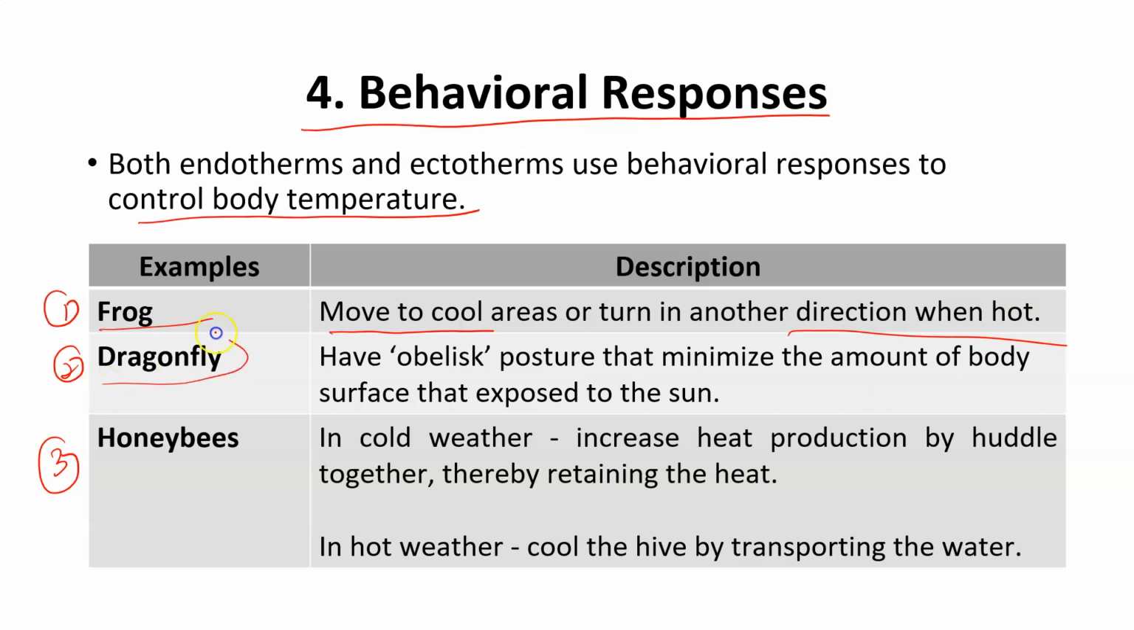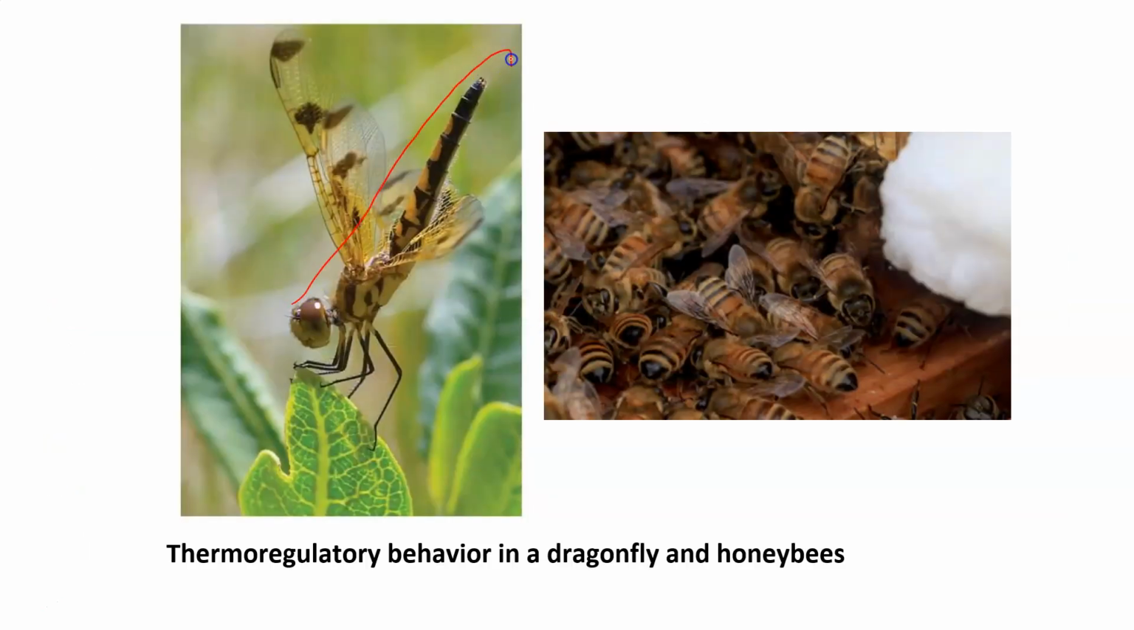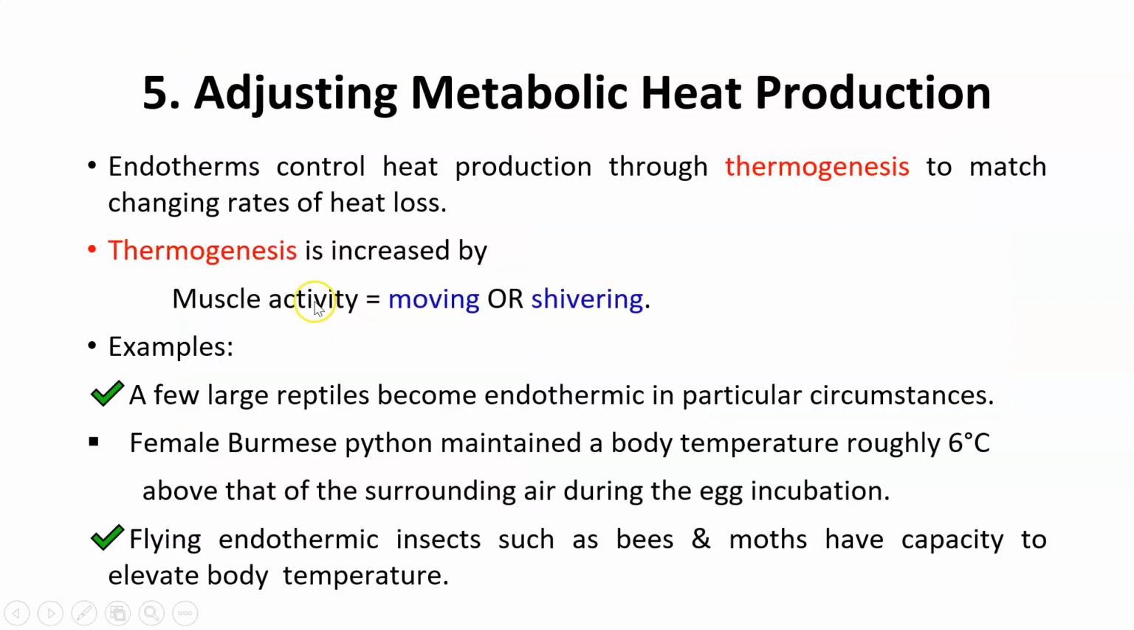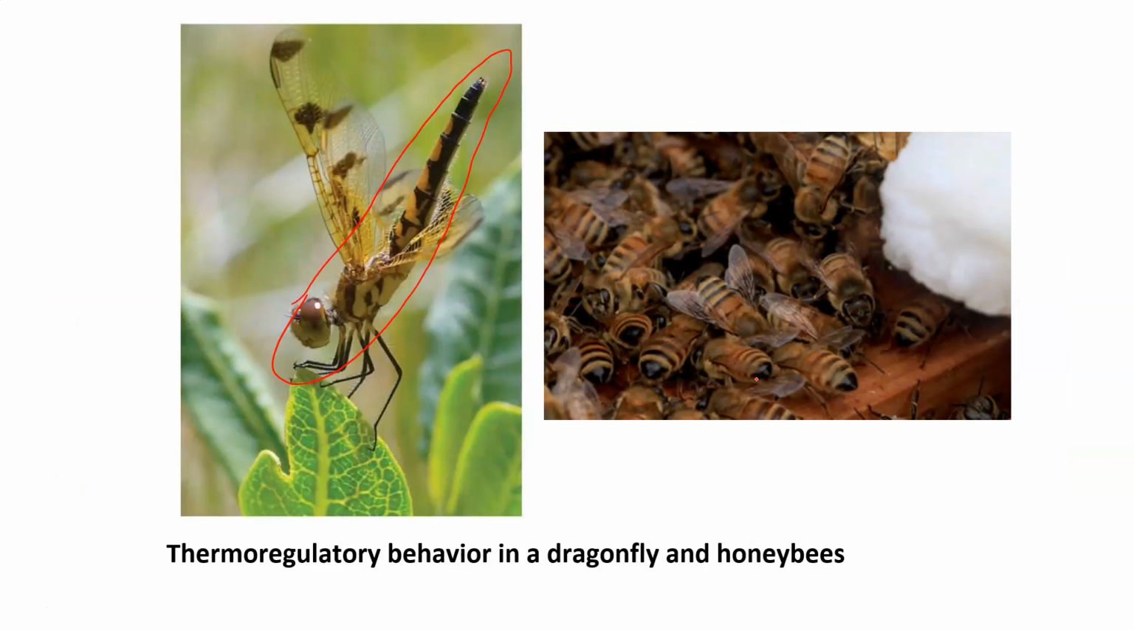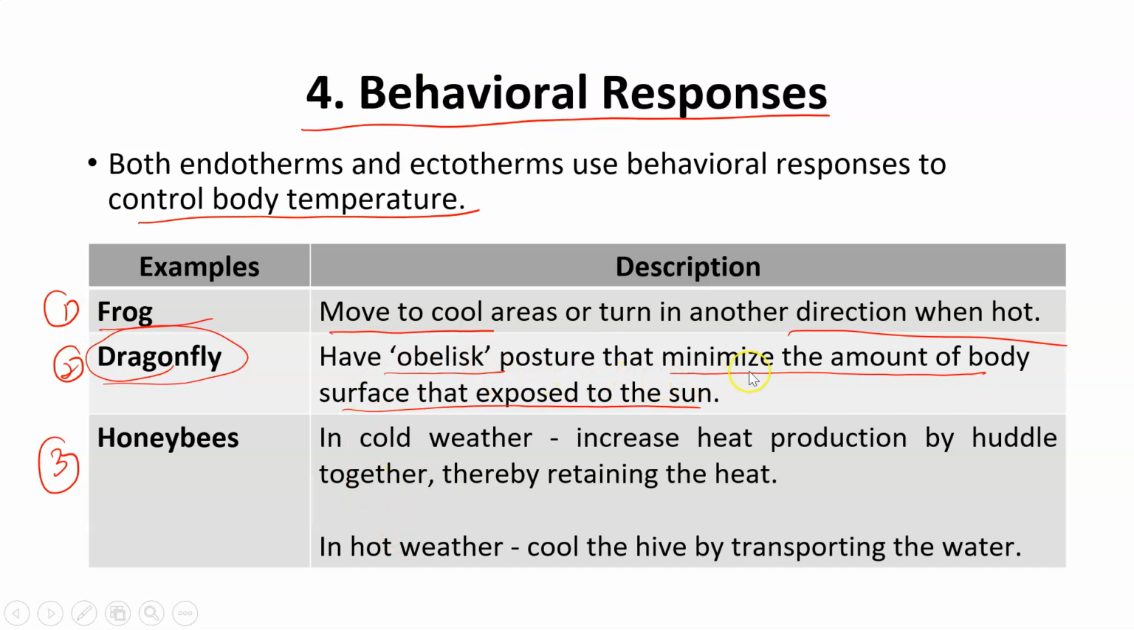Okay. So for dragonfly, they have obelisk posture. What is obelisk posture? Macam ni, tirus macam ni. Okay, macam tu, right? So obelisk posture minimizes the amount of body surface that is exposed to the sun. So kenapa dia keadaan bertenggek macam ni? To reduce surface area exposed to the sun, so that dia tak, badan dia kecil, kan? So dia tak naklah badan dia serap banyak sangat haba daripada matahari, kan? So they have obelisk posture that minimizes the amount of body surface that is exposed to the sun.